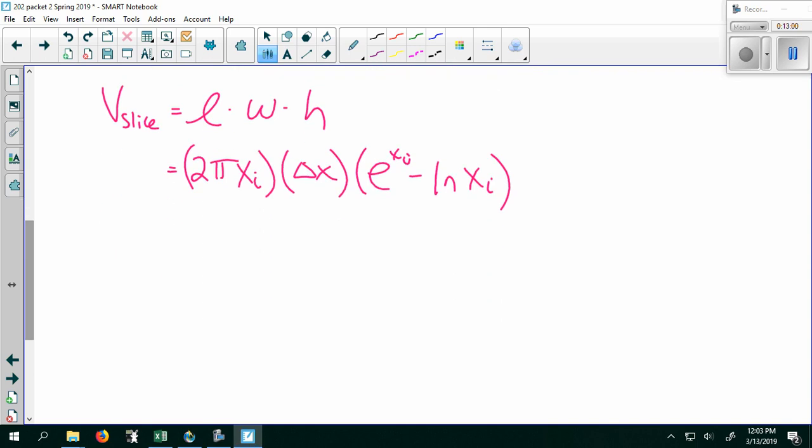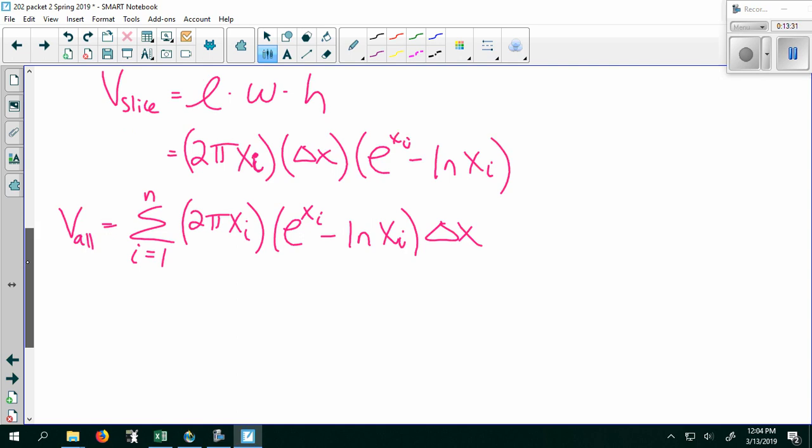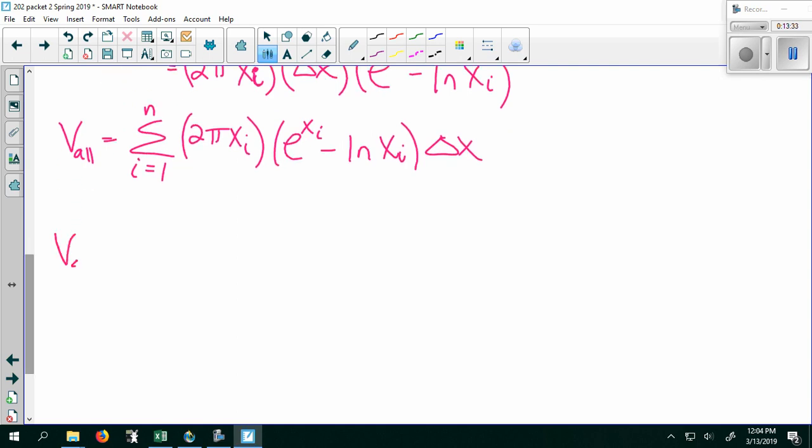Now I have to add up all of the slices. I'm going to have n of them, and each one has the same formula. I'm just using a different x to plug in here. So x1, x2, x3 up to xn. Each formula looks like this. And then I take the limit as the number of slices goes to infinity, and that gives me my volume exact.